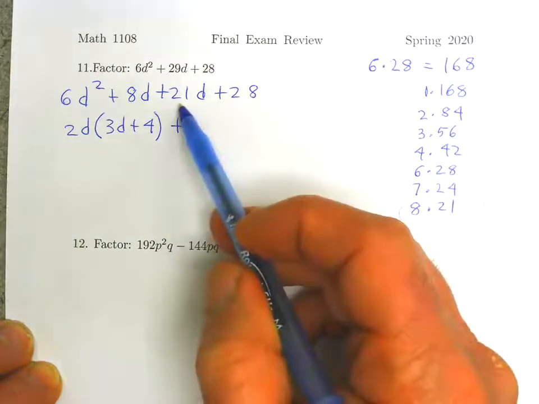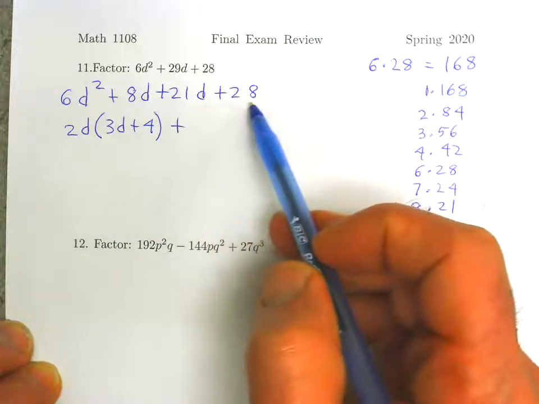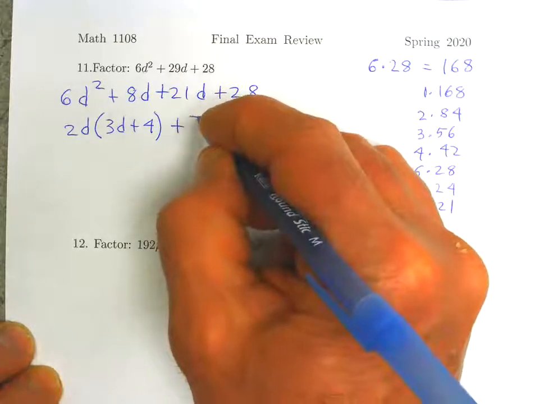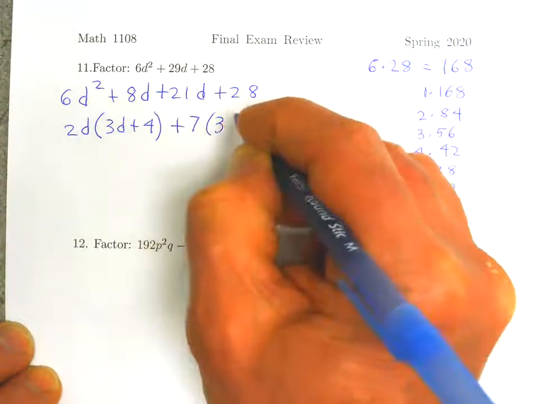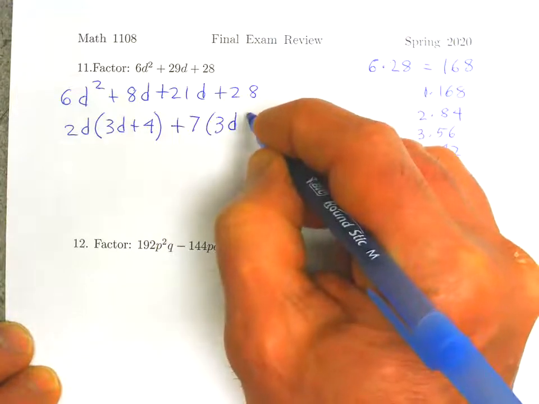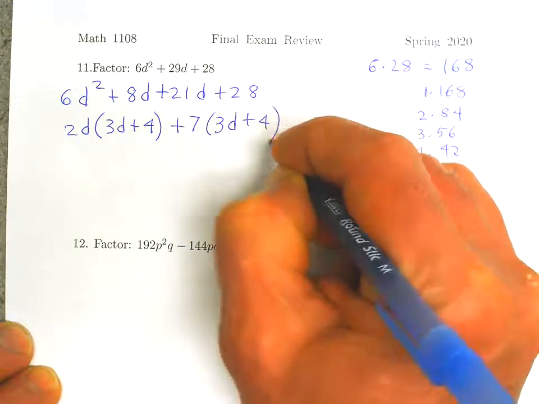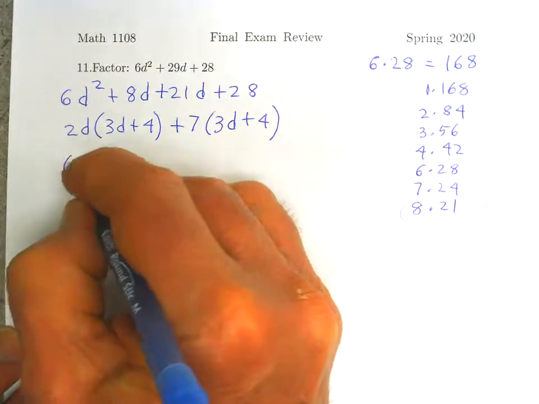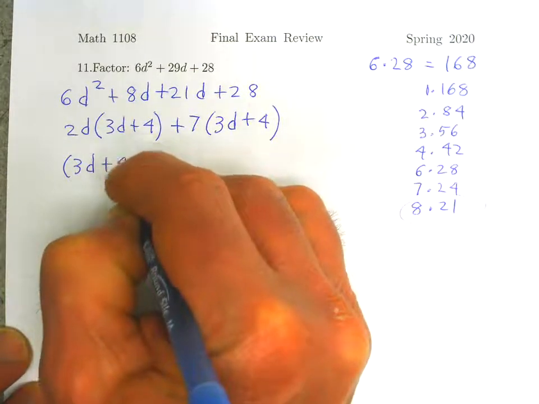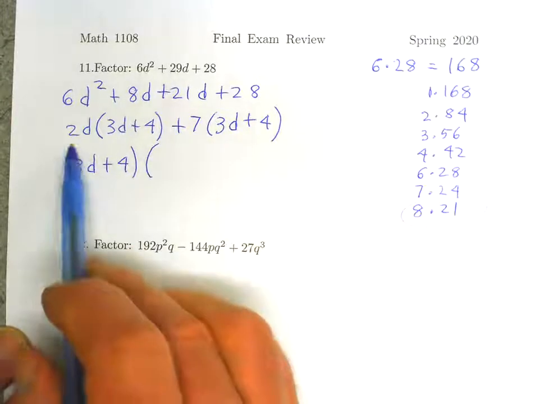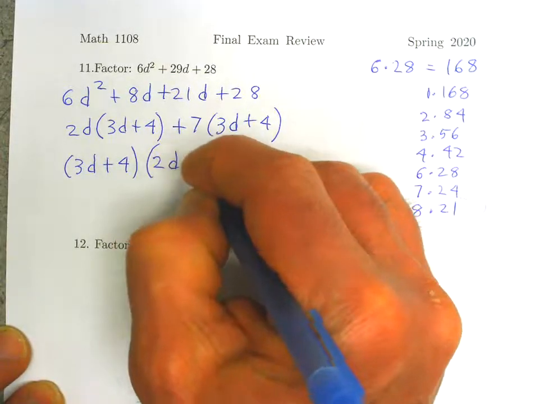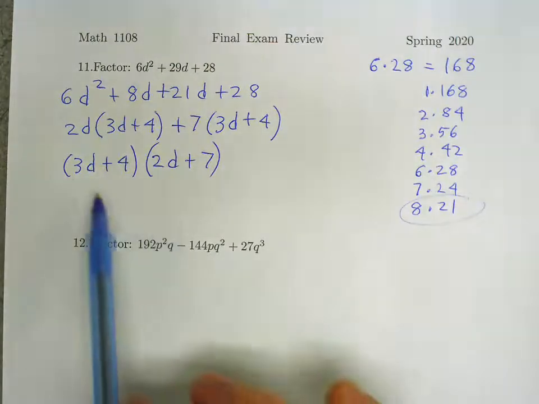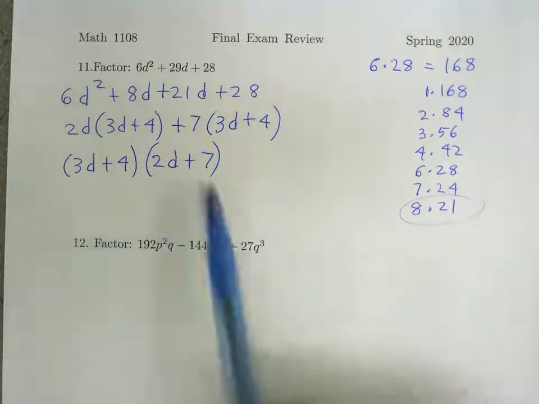Out of the third and fourth terms, 21d plus 28, we can factor out 7. And the binomial left behind is 3d plus 4. And then the last step, factor 3d plus 4 out of both terms, and the other binomial is 2d plus 7. You can always check that your factors are correct by multiplying.